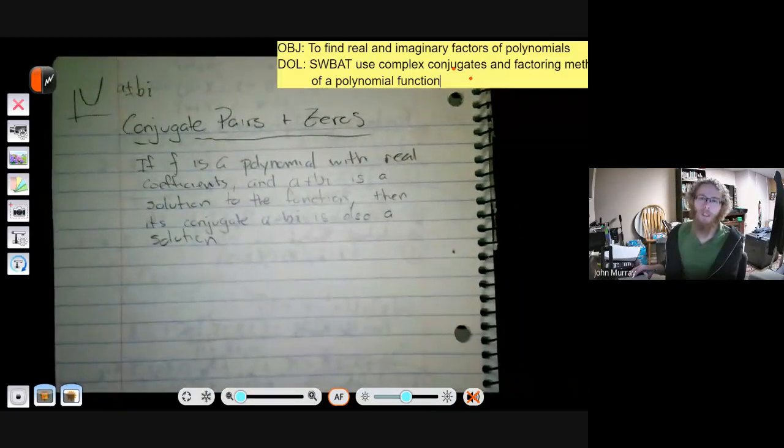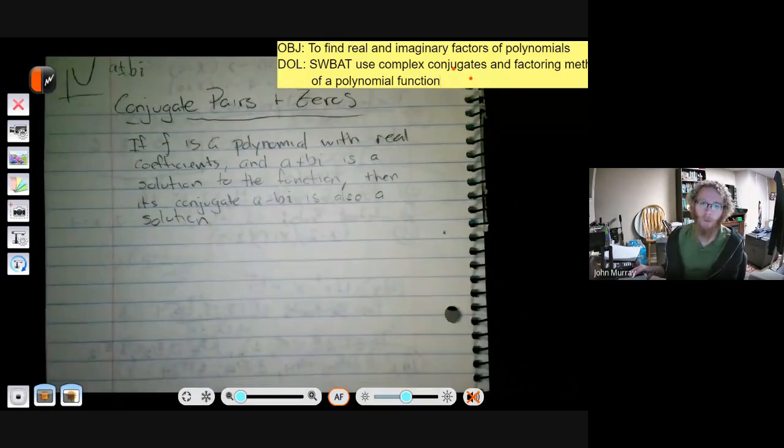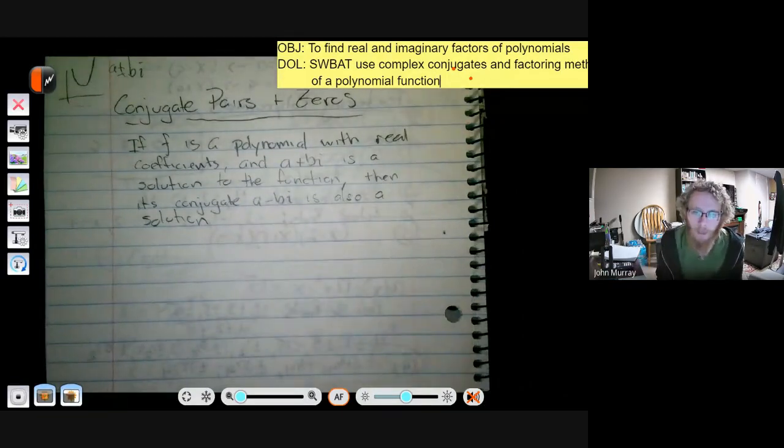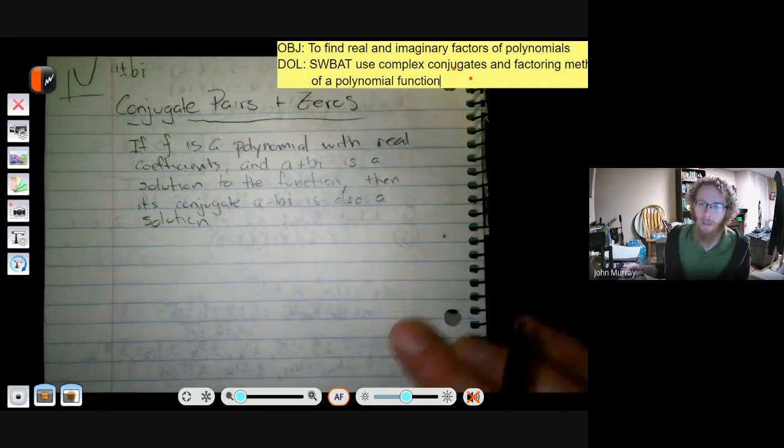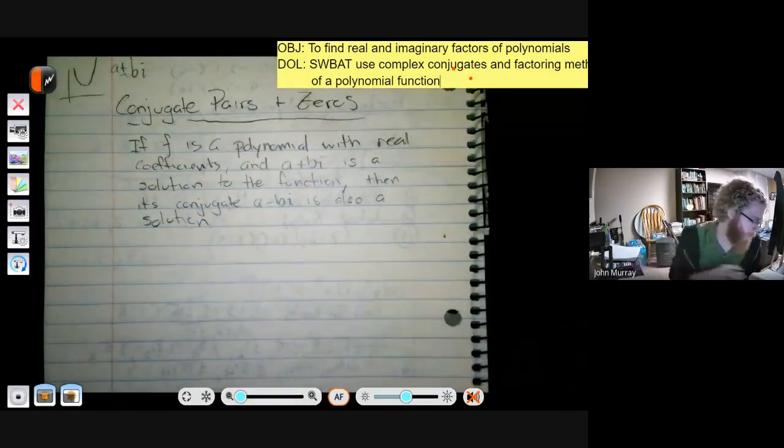Right, so we have the rule. If f is a polynomial with real coefficients, and a plus bi is a solution to the function, then its conjugate, a minus bi, is also a solution.